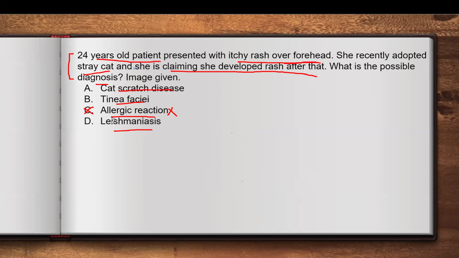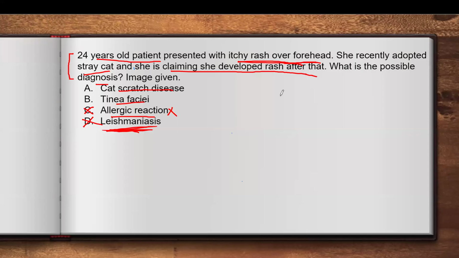Similarly, leishmaniasis, it is not very common in Australia. It is transmitted by a fly, and it causes many cutaneous ulcers as well. It does not present as just an itchy rash. And cat scratch disease, yes, it can be there. There is a history of a stray cat, and she said that she developed the rash after that. But cat scratch disease does not present like an itchy rash over the forehead.